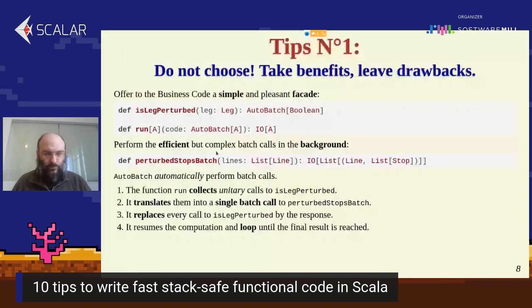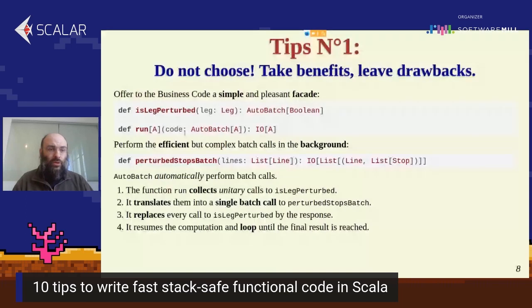What it means is you can actually split, instead of having one abstraction and one implementation, you can split the two. And what you have is you refer to the business code a very simple abstraction. So actually the one we wanted from the beginning. So what we will offer to the business code is a pleasant facade. It's just this function isLegPerturbed, the leg, and the Boolean. And the AutoBatch is the magic monad that does the trick.